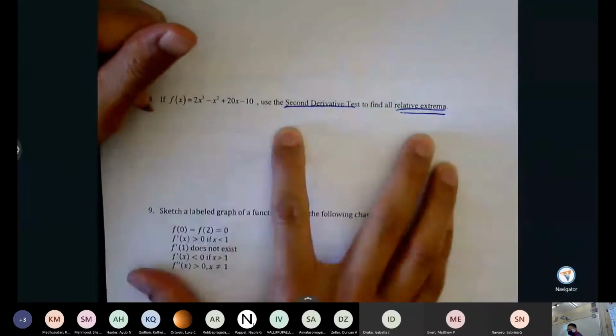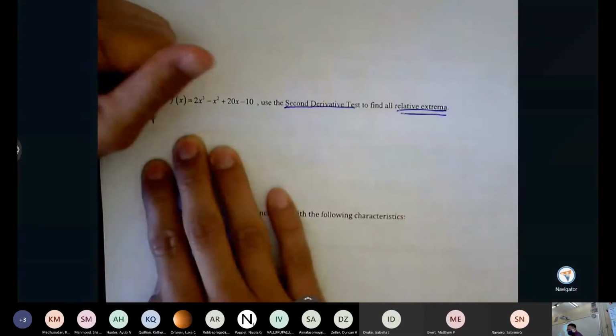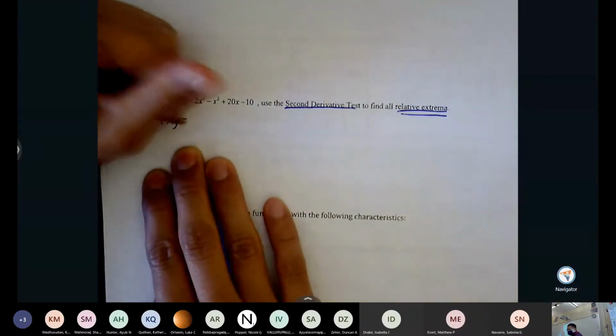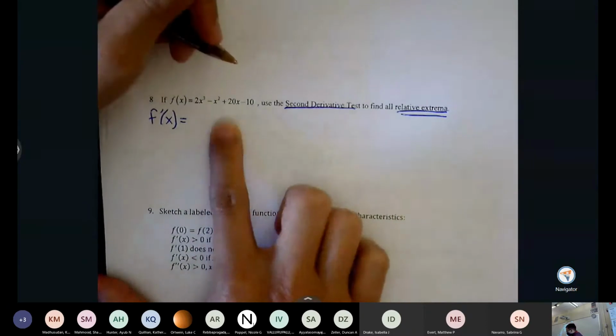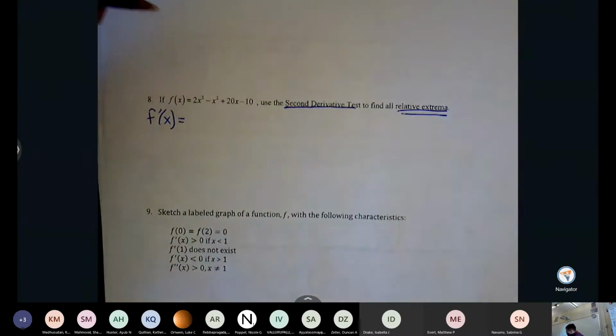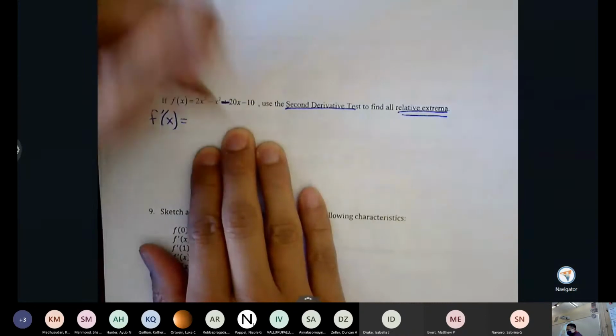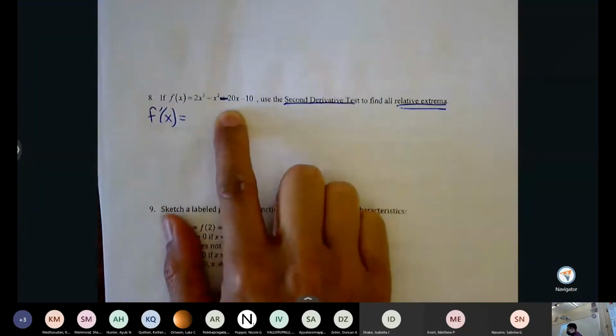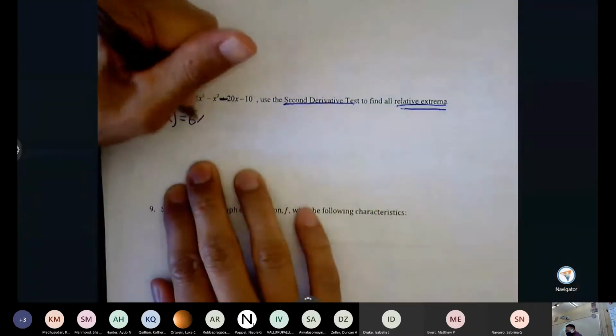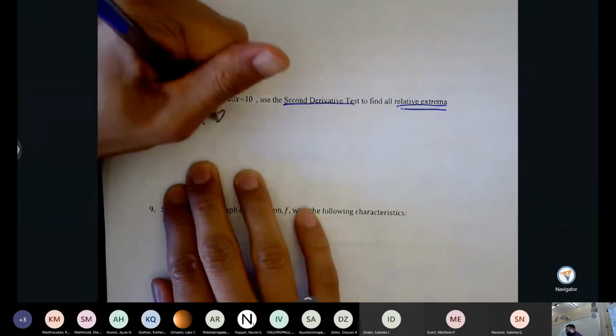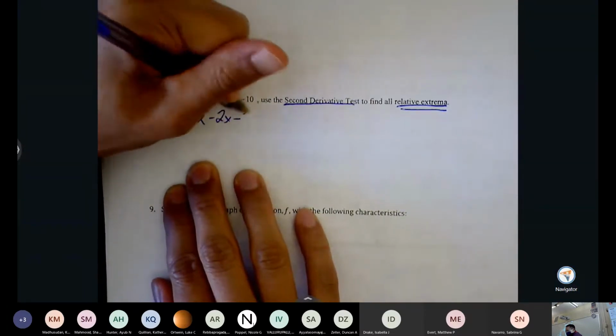All right, so let's find our critical points from f prime. We go through the power rule. Oh, there's a typo there. It should be a minus 20x instead of a plus. So that makes it hard to factor there. So the derivative should be 6x squared minus 2x minus 20.